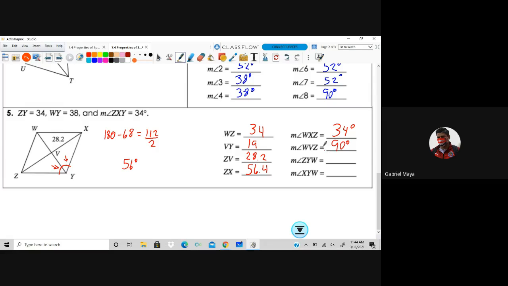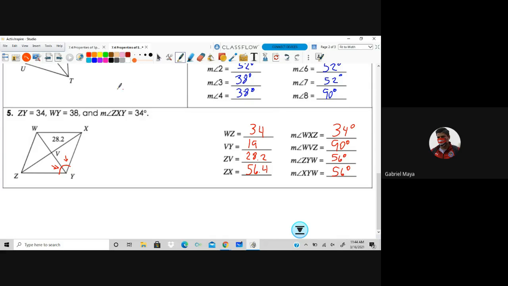So ZYW, 56 degrees. And what about XYW? XYW, also 56, yeah. These are good.